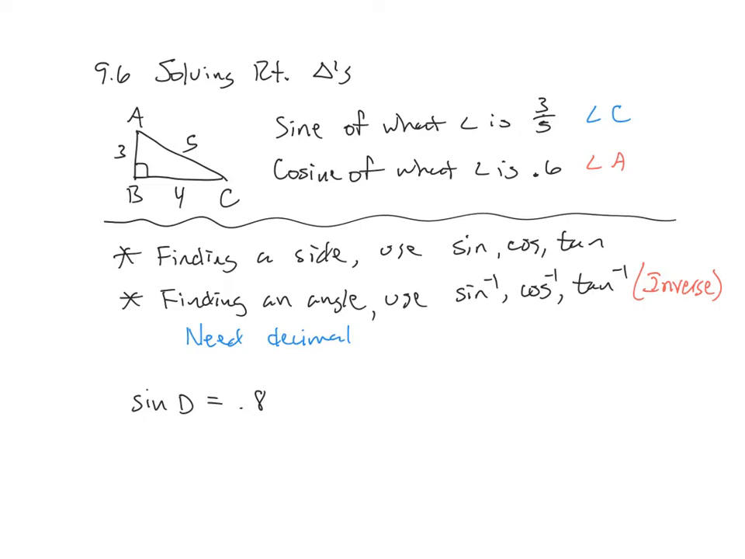Okay, and so what you want to do is, again, like on an iPhone, I apologize if you don't have an iPhone, but you'll press the second button, then you'll type in 0.8, and then you'll hit the sine -1 button. Okay, so second, 0.8, sine -1, and you get 53.1 degrees.